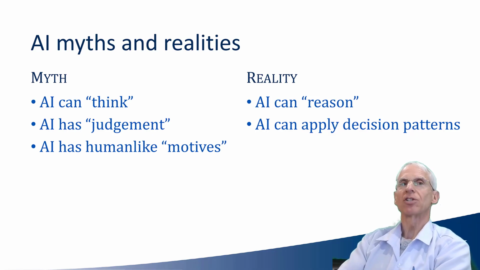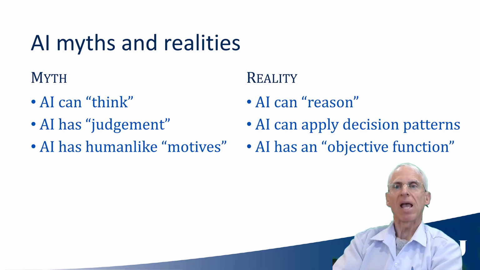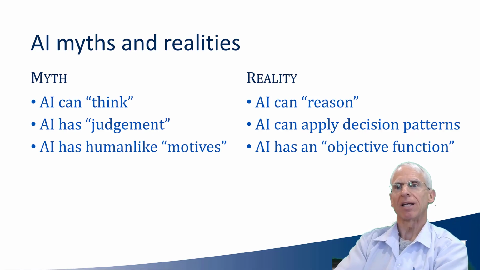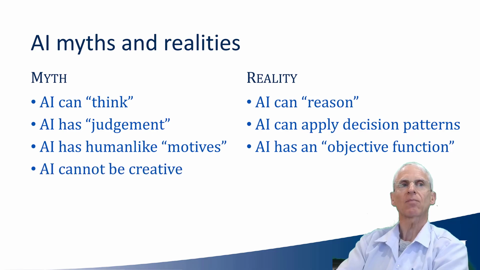That's a little bit artificial if you say that the model has motives. The reality is that they have objective functions. They have things they've been trained to do, behaviors that they've been trained to optimize. So I guess that could be kind of like a synthesized motive, but it's not the same as a human-like motive.